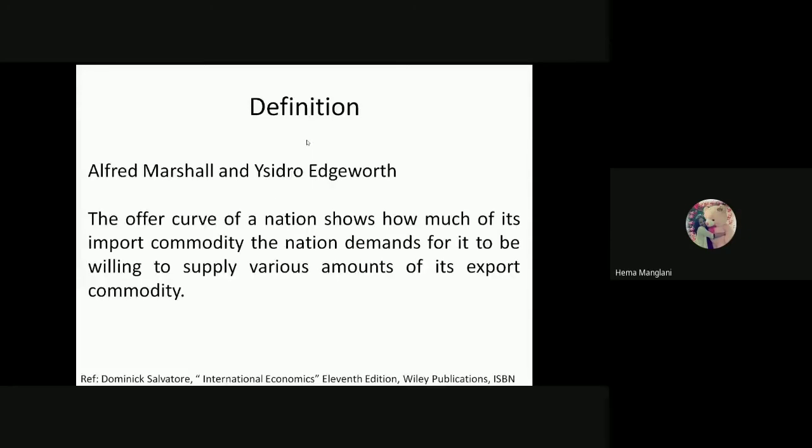So, who has given it first? Alfred Marshall, then Edgeworth has talked about it. The offer curve of a nation shows how much of its import commodity the nation demands for it to be willing to supply various amounts of its export commodity. So it means when two countries are participating in international trade, what one is supplying and the other is willing to take. Based on that, this offer curve is made.